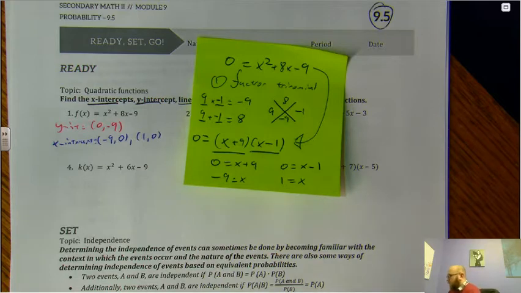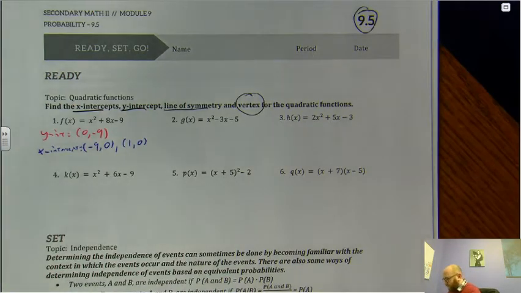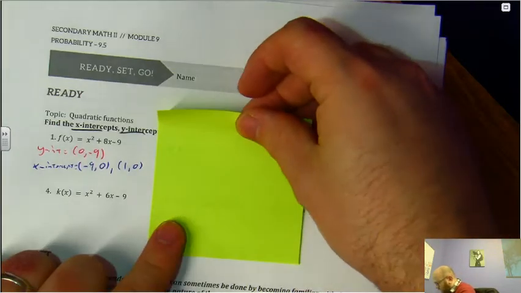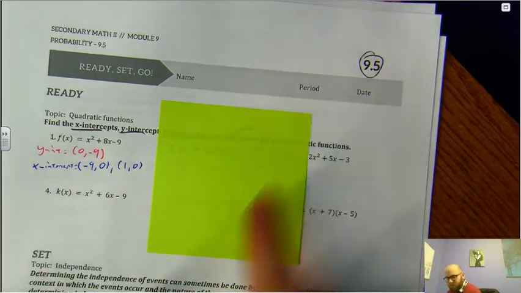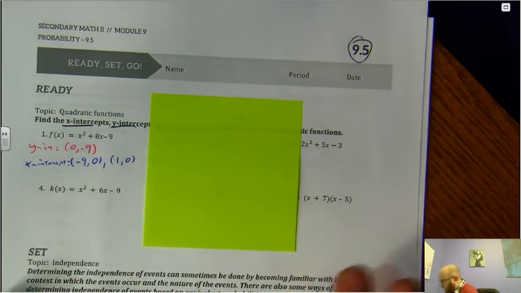Next, when we want to find the vertex, we have to convert this into vertex form. Converting into vertex form is a bit tricky. We have to do a thing called completing the square, but we've done this before. We'll do it again. So here we go.